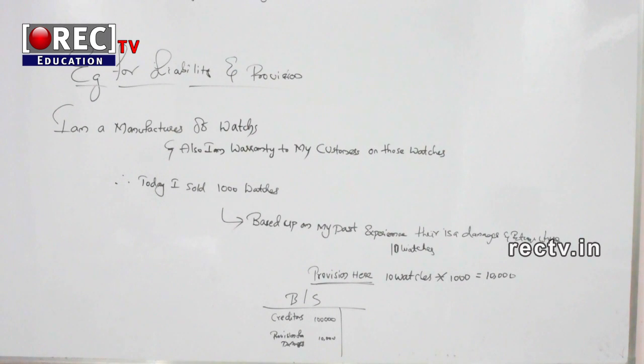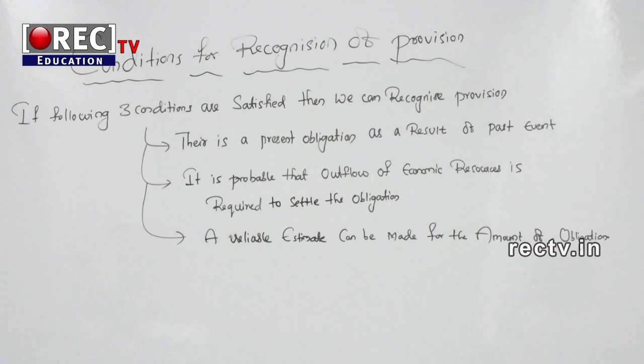Now what is the difference here? Creditors are a real liability, while the provision for warranty, that is provision for damages, can be understood as a liability having uncertainty towards the amount and timing of outflow. Because of these two conditions we call it a provision, not a liability. Now there are some conditions to recognize a provision. If the following three conditions are satisfied, then we can recognize a provision. Those are: there is a present obligation as a result of a past event.